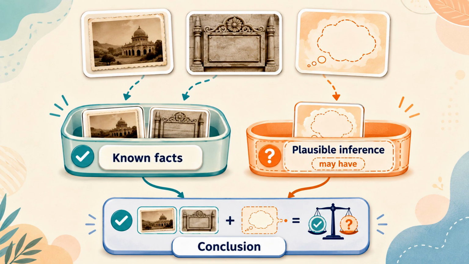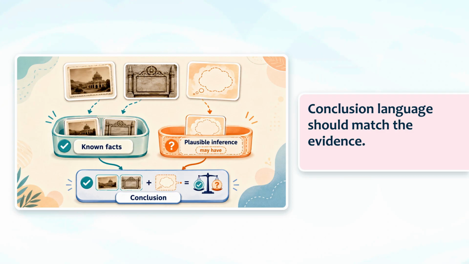Strongly supported details can be stated more firmly, while less certain ideas need cautious language. This makes the conclusion more trustworthy because the wording matches the strength of the evidence. The wording should match the strength of support. Conclusion language should match the evidence. Use confident wording for well-supported facts and cautious wording for plausible inference.